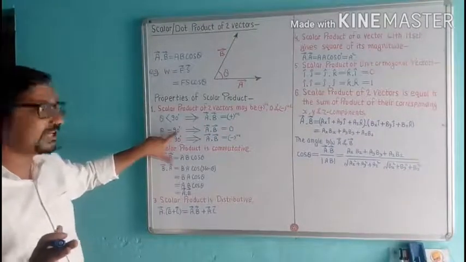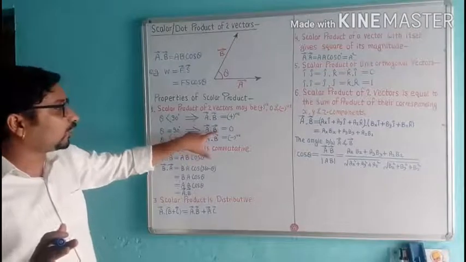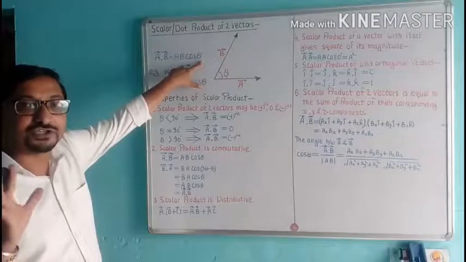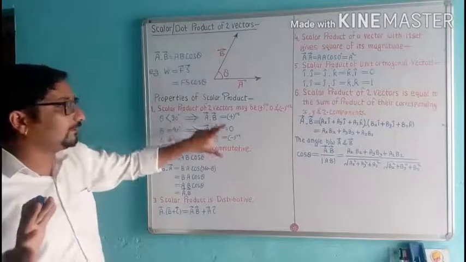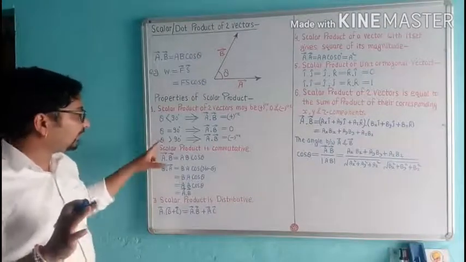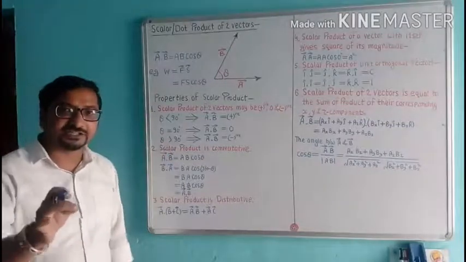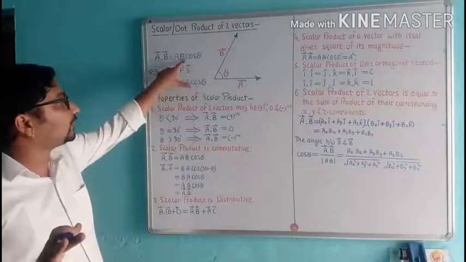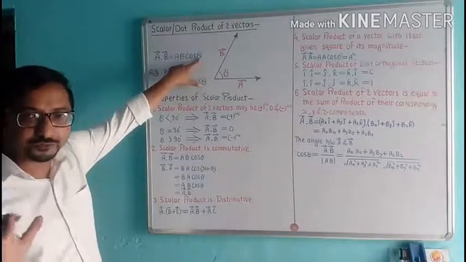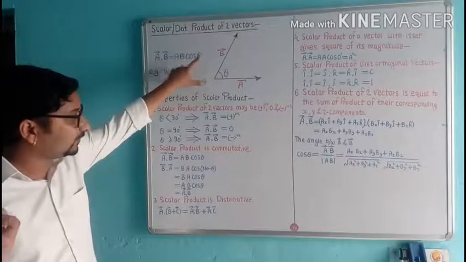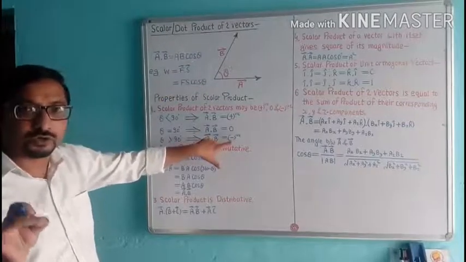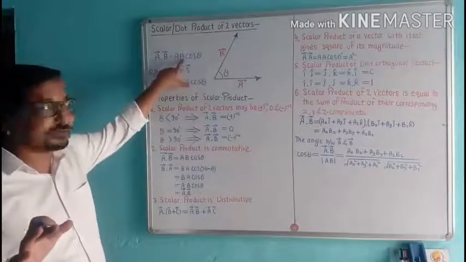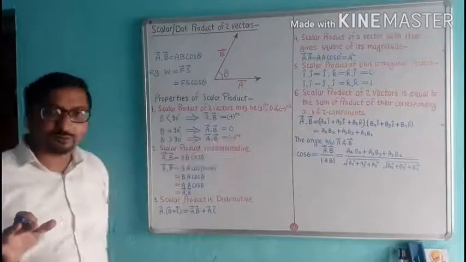Now, if theta becomes 90 degrees, then A dot B is equal to AB cos 90. The value of cos 90 is 0, so A dot B will be 0. Now, if theta is greater than 90 degrees, suppose theta is equal to 120 degrees, then A dot B is equal to AB cos 120, and the value of cos 120 is equal to minus 1 by 2. That is minus AB by 2, so it will be a negative value.